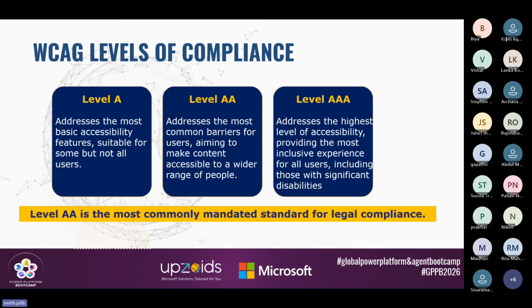So if you remember all the regulations I showed in a previous slide, they all require you to comply with at least level AA, with the exception of the Brazilian regulation, which does not actually specify which level of compliance. And the reason level AA is the most commonly mandated is because it covers a wide range of disabilities, while it's also practical to implement and comply with these criteria when you're developing your interfaces.